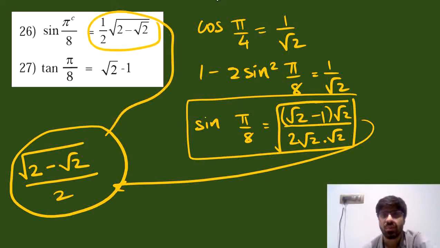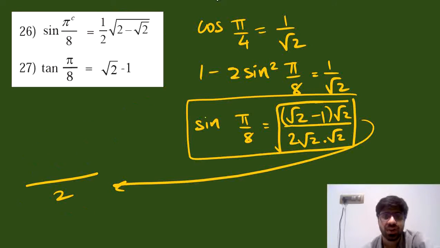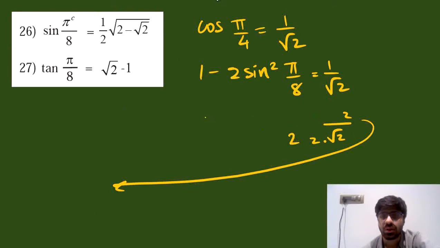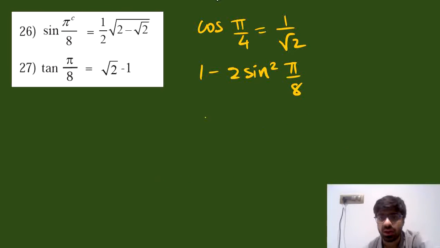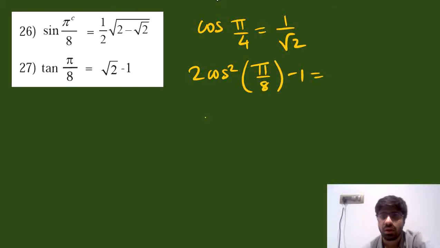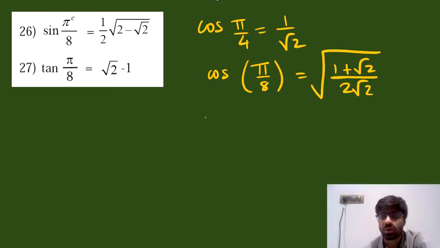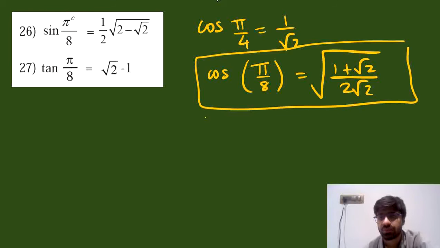And if we know sine pi upon 8, then in a similar way we can find cos pi upon 8 also. That is, instead of writing this expansion here as 1 minus 2 sine square pi upon 8, we could have written it as 2 cos square pi upon 8 minus 1 equal to 1 by root 2. Take that minus 1 on the right, it will be 1 by root 2 plus 1. It will be 1 plus root 2, the whole divided by root 2. Take that 2 on the right. So it will be a 2 root 2 here, and finally take a root. So this is the value of cos pi upon 8.